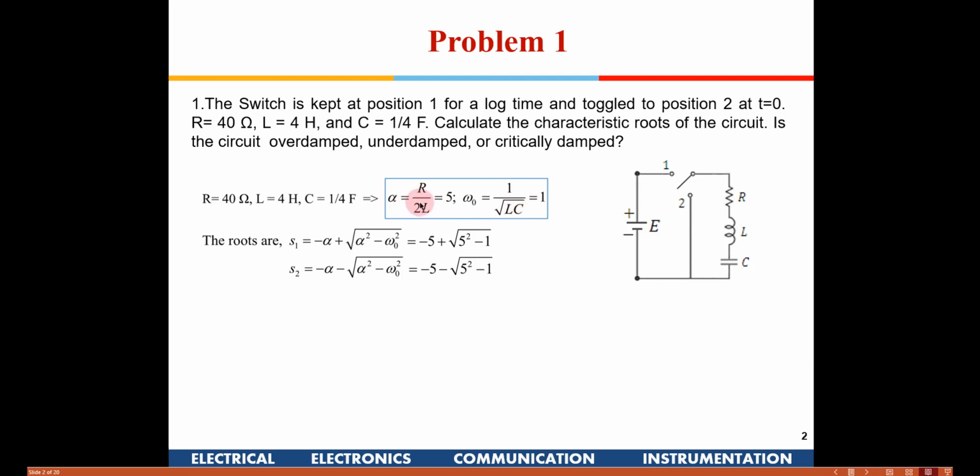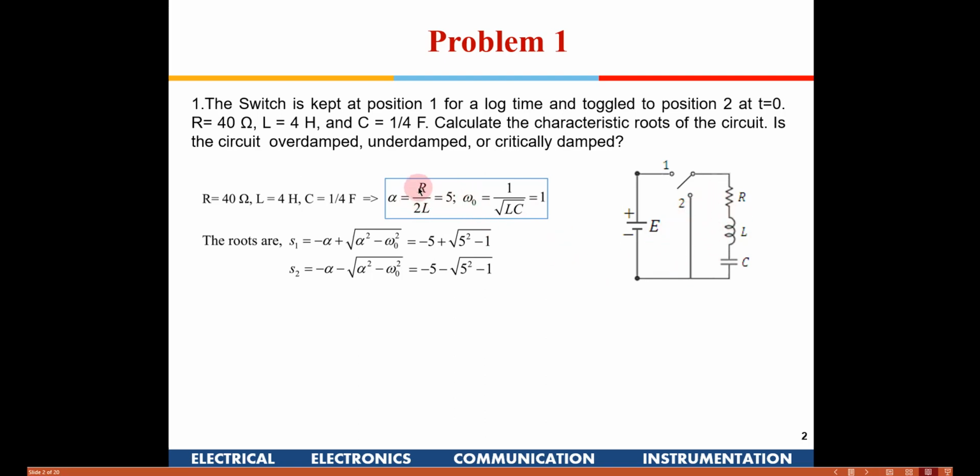Right, so this I had explained in the theory class also. These are the formulas. So by putting the values of R, L and C, we get alpha as 5 and omega 0 as 1. Right, in this alpha is known as the damping factor. Okay, because that is the one which is going to kill the oscillations in this circuit.